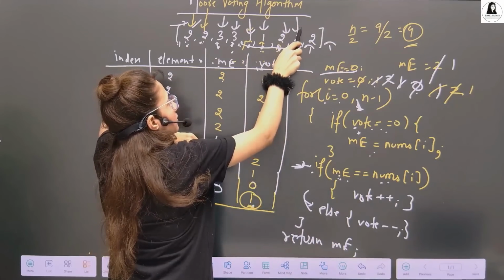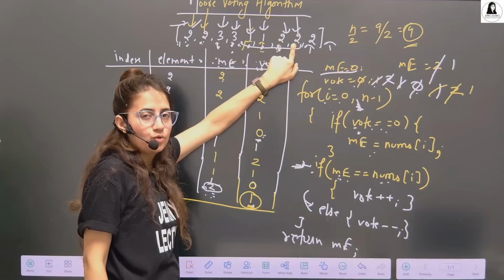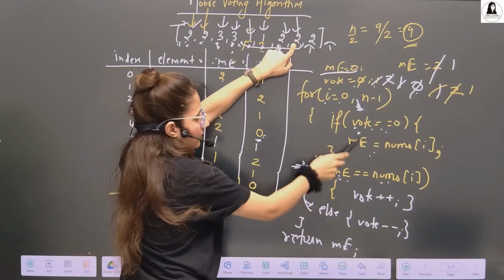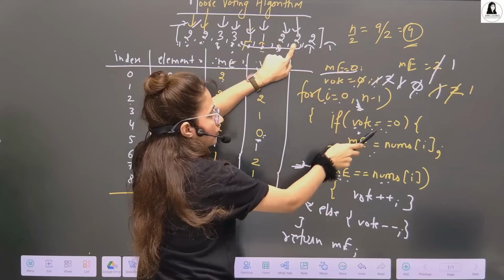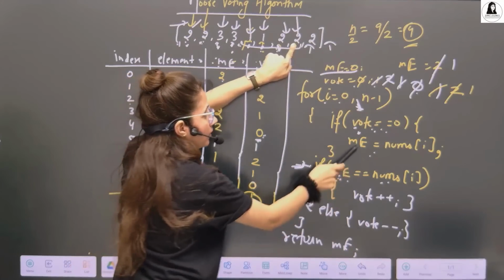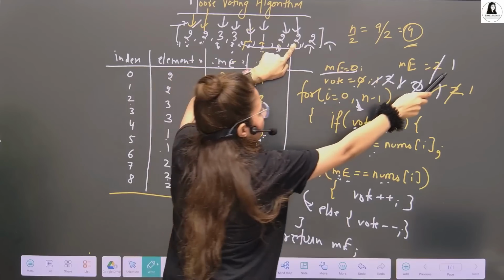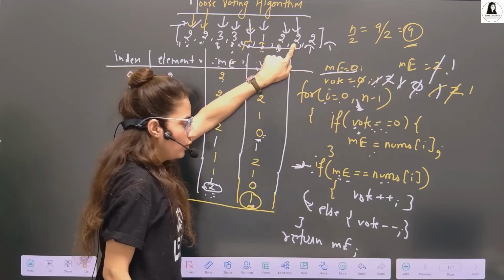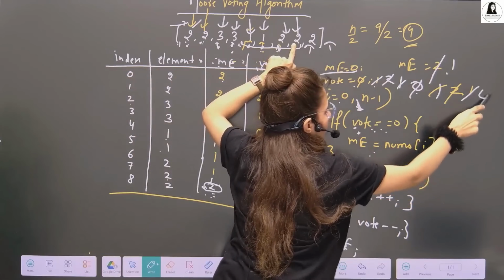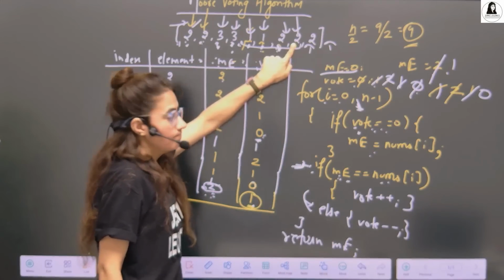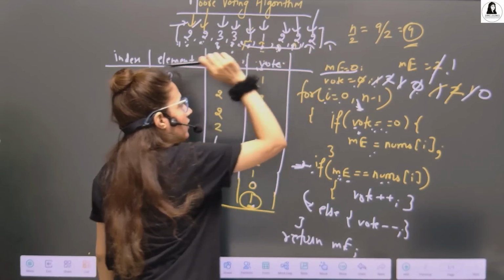Now, I plus plus. I is here at 2. Again, condition true. Is vote 0? No. Is M equal to nums of I? M is right now 1. Nums of I is 2. So these are not equal, so vote minus minus. It's 0 now. Again, I plus plus. Now I is here at the last.